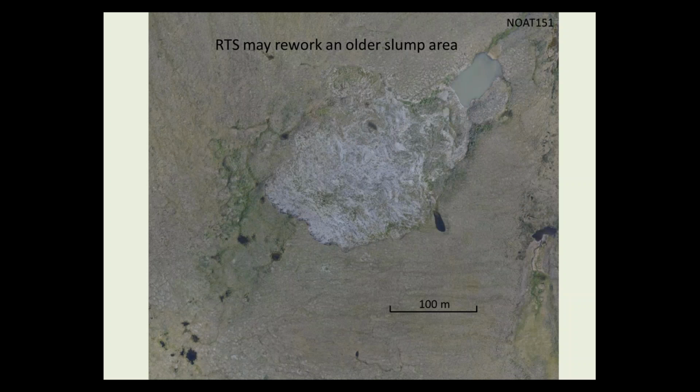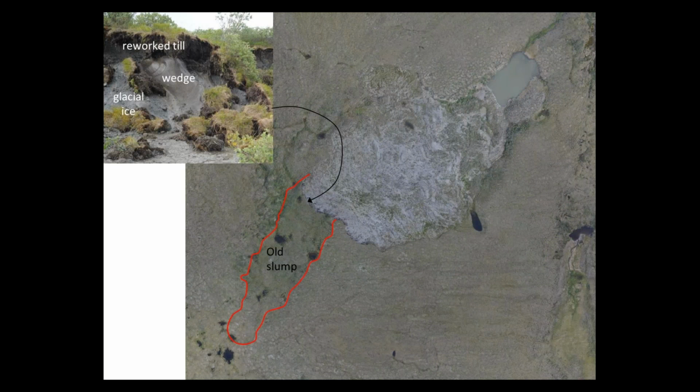And just getting back to that notion that retrogressive thaw slumps can rework an older slump area. So here we have a big thaw slump. All these are in the Noatak Valley that I've shown you so far. And you can see the outline of an old slump that had been up here and got revegetated. And now this slump is working its way through both fresh material on the lower part and then the old thaw slump on the upper part. And there's some nice ice wedges exposed in the undisturbed part, but even in the old slump you can see reworked till with glacial ice, and then some of these wedges that are penetrating down into the glacial ice visible even in that area where the slump had gone through before.